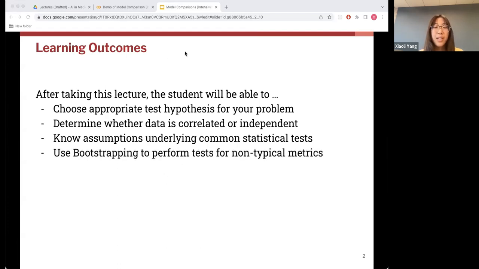And finally, statistical tests sometimes are not really good at dealing with corner cases. For example, they are good at dealing with mean and average scores, but for some non-typical metrics, for example, AUC and ROC, how can we do that in that case? So I will introduce you to bootstrapping techniques that will handle this kind of problem.